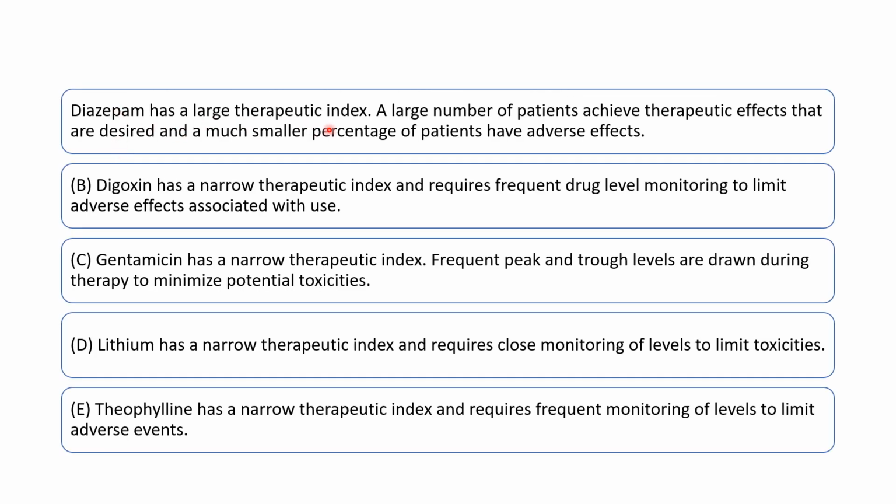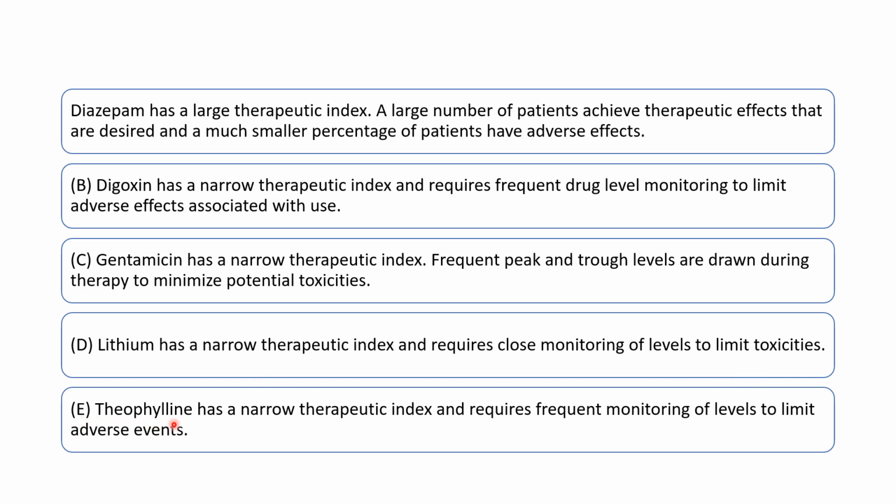Diazepam has a large therapeutic index. A large number of patients achieve therapeutic effects that are desired and a much smaller percentage of patients have adverse effects. Then option B, digoxin, has a narrow therapeutic index and requires frequent drug level monitoring to limit adverse effects associated with its use. Then option C, gentamicin, belongs to the aminoglycoside antibiotics, which have a narrow therapeutic index. Frequent peak and trough levels are drawn during therapy to minimize potential toxicity. Then lithium. Lithium also has a narrow therapeutic index and requires close monitoring of levels to limit toxicities.